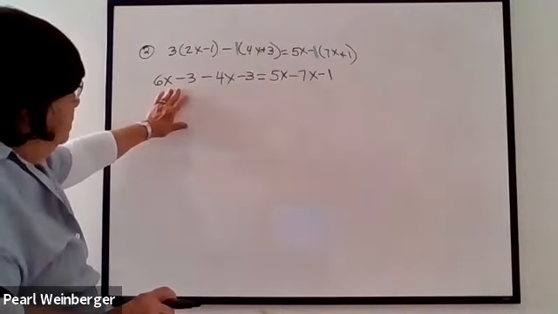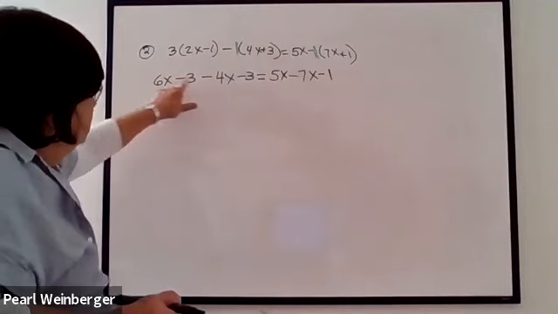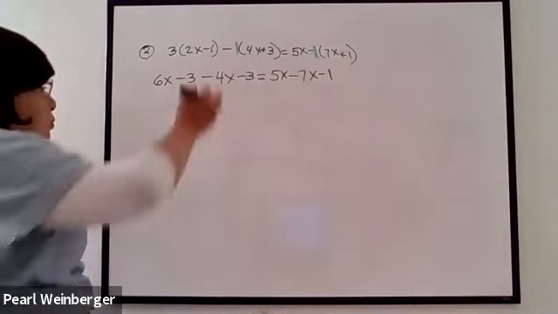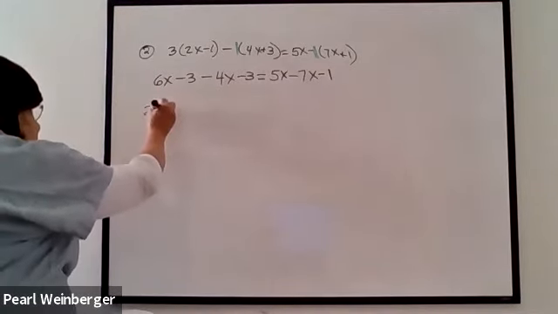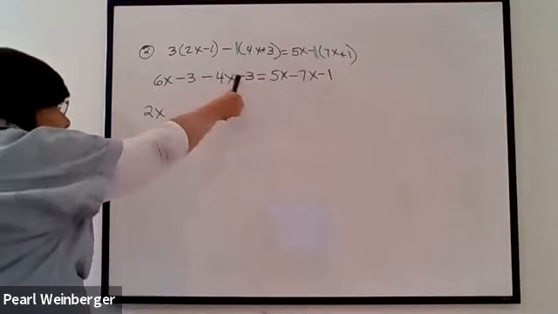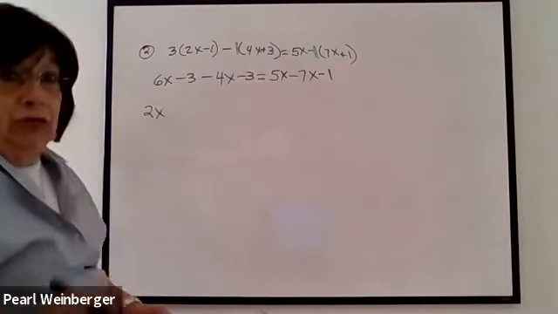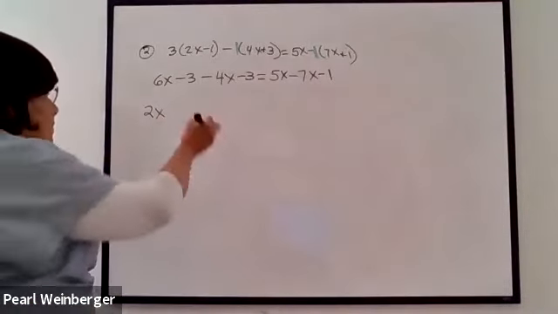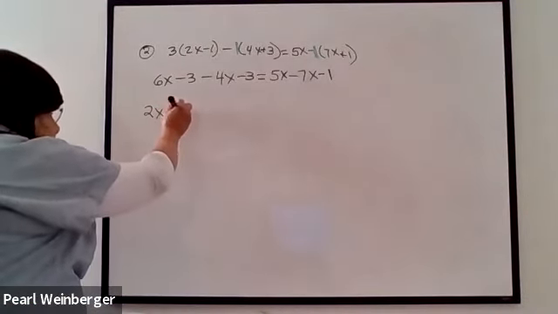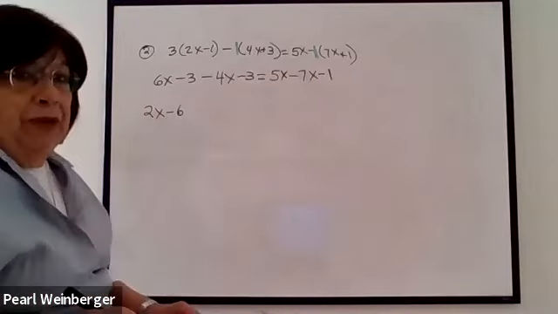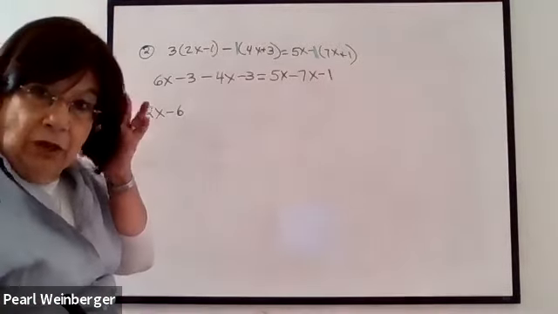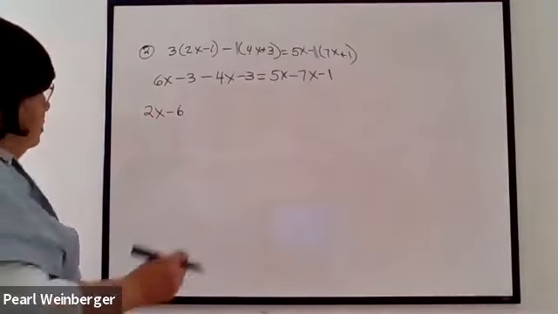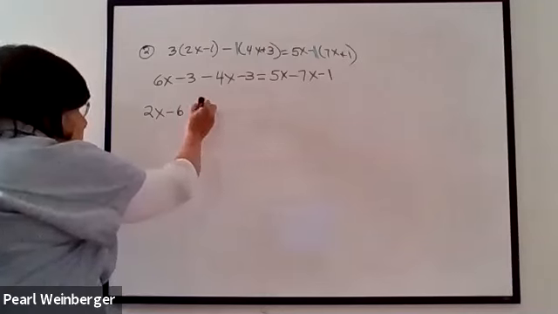So on the left side, we have a 6x and a -4x. 6 minus 4 gives me 2, so this is 2x. And I have a -3 and a -3. Remember, when you're adding two numbers with the same sign, you combine them. That gives you -6. Again, here might be a place, if you make mistakes on these sign numbers, you might want to use your calculator to do the computations because it will give you the right answers.